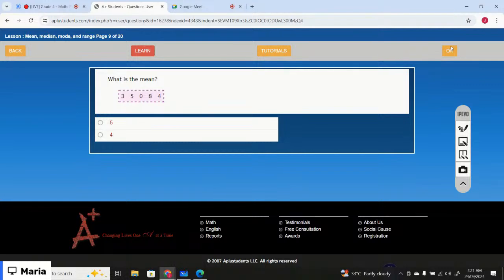What is the mean? Which is the correct option? You need to add these numbers and then divide by the 5, right? So, the mean is 4. This sums to 20, and 20 divided by 5 is 4. 5 times 4 is 20. The correct option is 4.